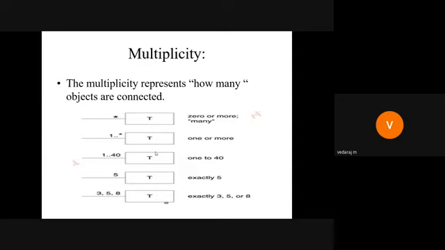Multiplicity is nothing but how many objects are connected. This is also one of the components. So when you use a class diagram, you should use this representation. Already we have seen association. So you should include your association in the class diagram. You should include multiplicity in the class diagram. These notations are very important.